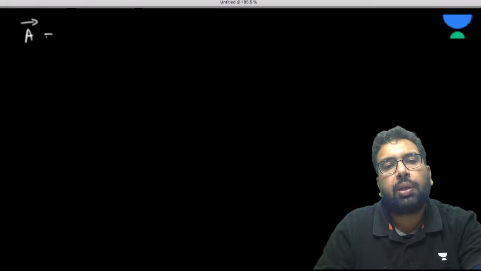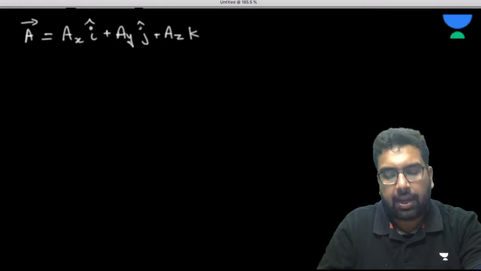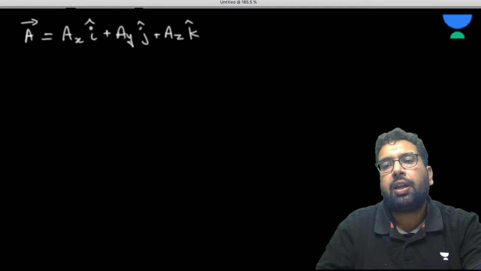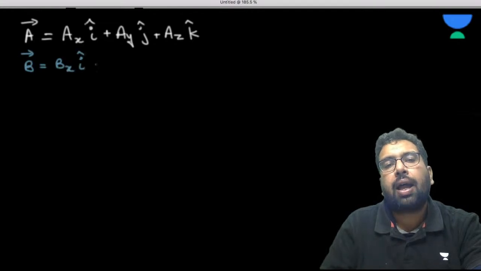So now when we get this determinant thing, we can proceed further. See, let's suppose we have a vector A. Now again, I'm doing the same thing. This is going to be AX of I cap plus AY of J cap plus AZ of K cap, and we are having another vector, that is B vector. This is BX of I cap plus BY of J cap plus BZ of K cap.